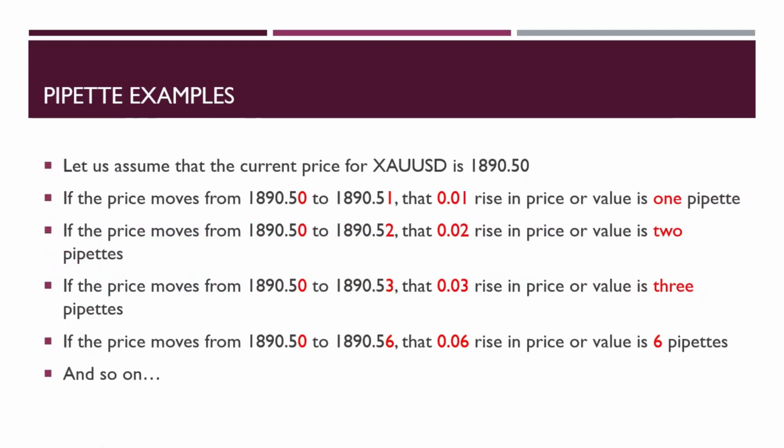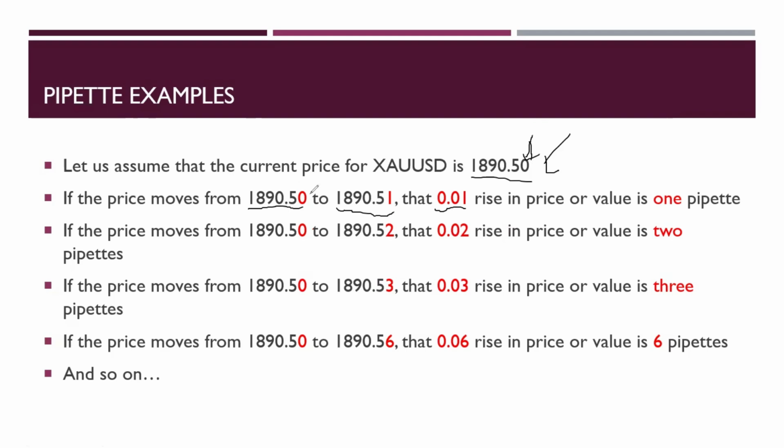All right, so let's assume that the current price of gold is 1890.50. So this is the current price of gold. If the price moves from the current price, which is 1890.50 to 1890.51, because you are calculating pipette, and I told you we focus on the changes in the second number after the decimal place. I hope you get that. So if the price moves from this current price of 1890.50 to 1890.51, that's 0.01 rise in price or value, which is 1 pipette.